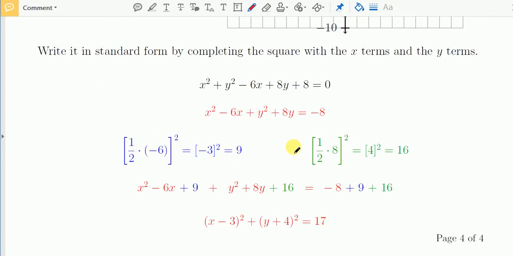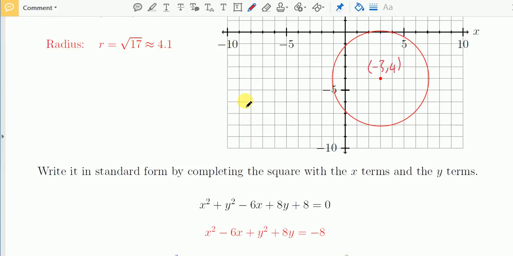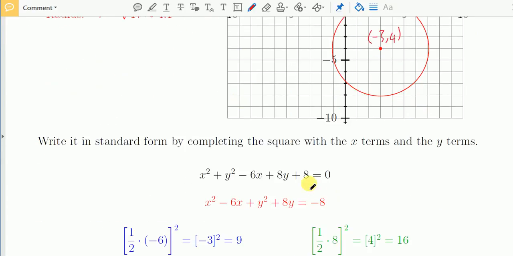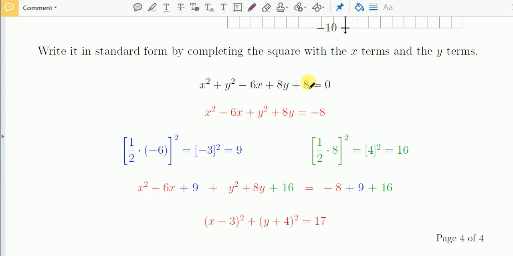The last one: rewrite this general form into the standard form by completing the square with the x term and the y term. So again, first, this is just the example we had earlier, right? Let's see, x squared minus 6x. Yeah, so basically this one is just the one I just did here. So let's take a look at this one back here.